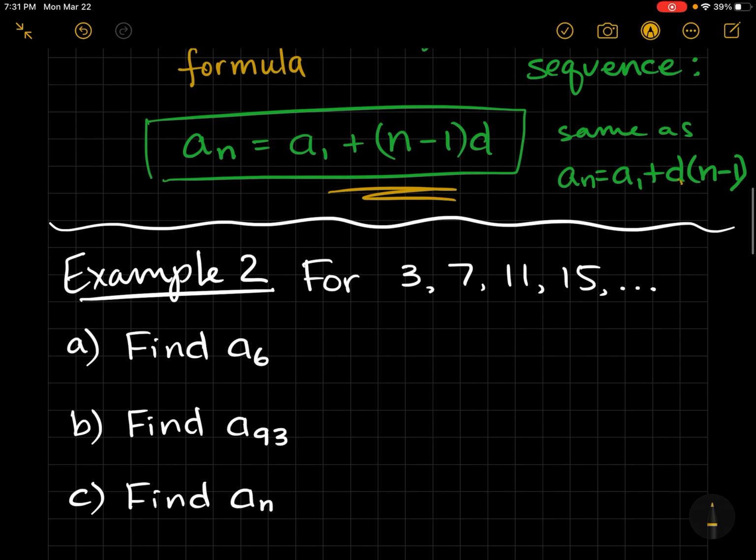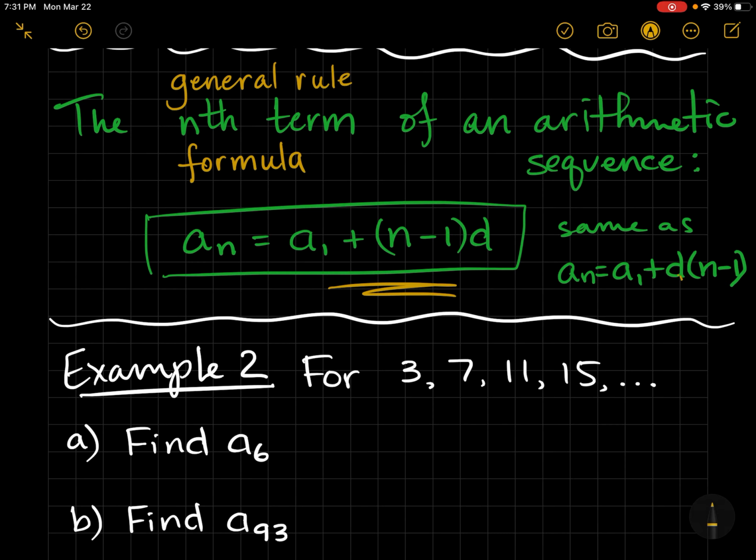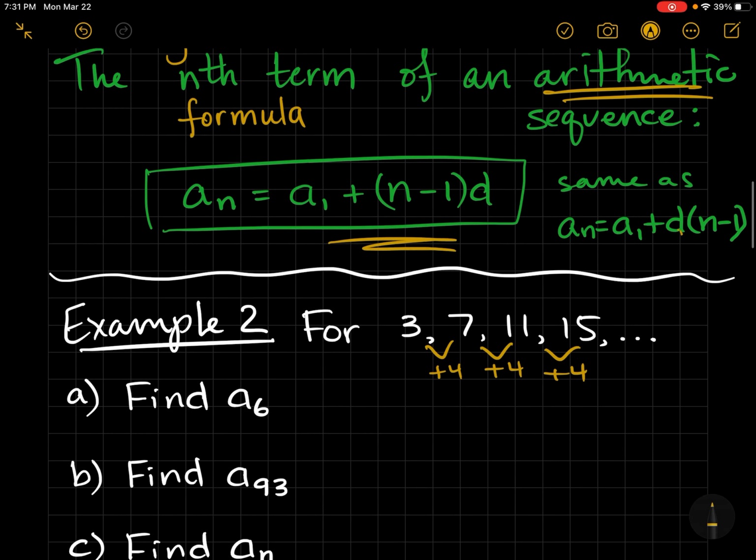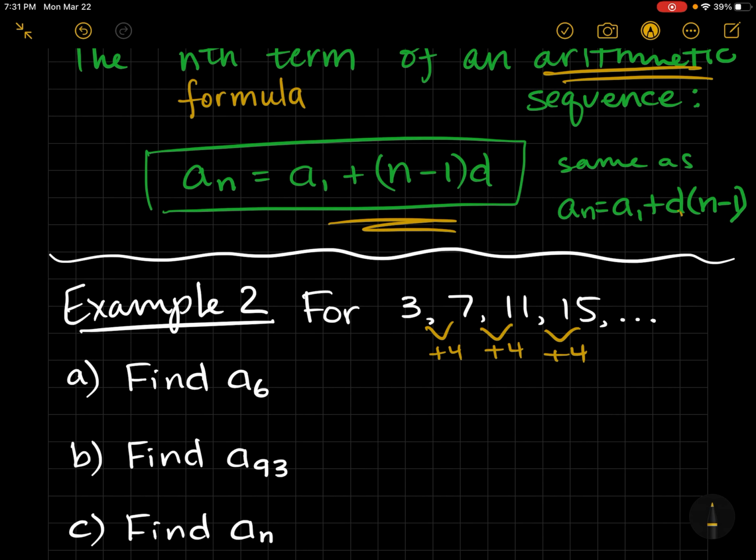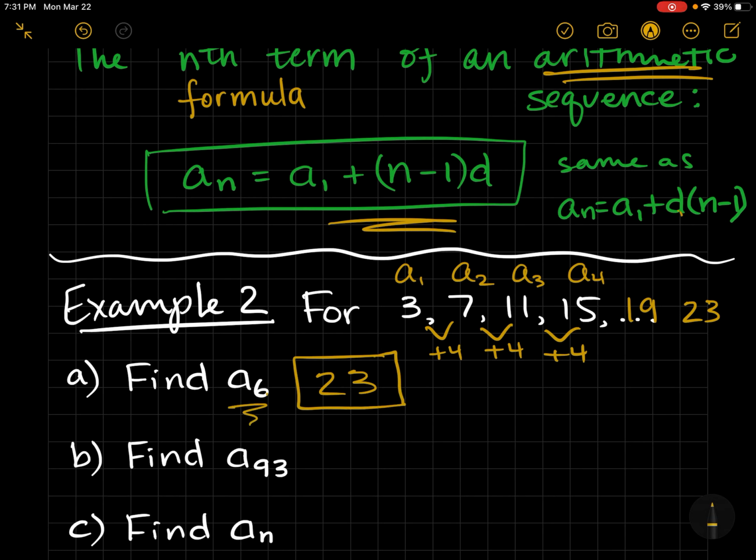Alrighty, so for this example, the first thing I want to do is see if it's arithmetic. Because in order to use this formula, it must be arithmetic. So I'm going to add 4, add 4, add 4. Indeed, this is arithmetic. So this says find a sub n. This is just saying, what's the 6th term? So that's the 1st, 2nd, 3rd, 4th. The 5th term would be 19, and the 6th term, if I go 4 more, would be 23. I don't need a formula for that. If it's a low number that I can get to really easy, I don't even bother with the formula.